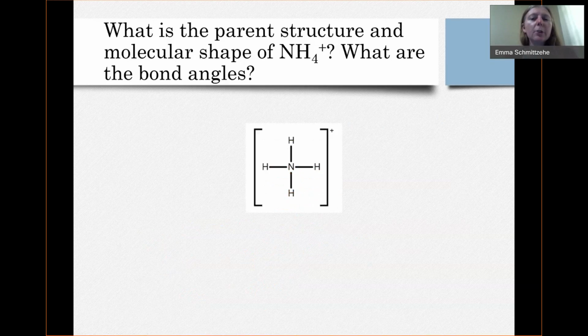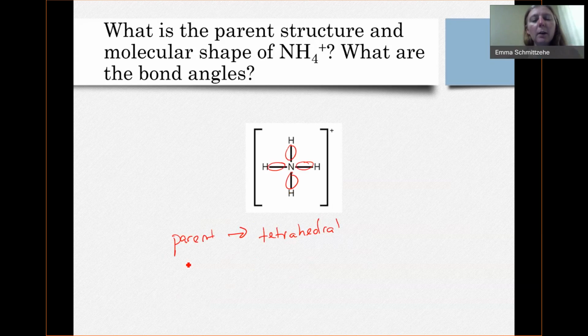Okay, let's look at another one. Here I've got, what is the parent structure and molecular shape of NH4+, and again the bond angles. So I've got the Lewis structure. If I want the parent, I need to identify my electron domains. I have a single bond, a single bond, a single bond, and a single bond. Right? So I have 4 things attached. So this one again is going to be a tetrahedral structure.